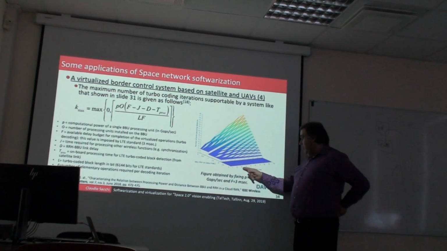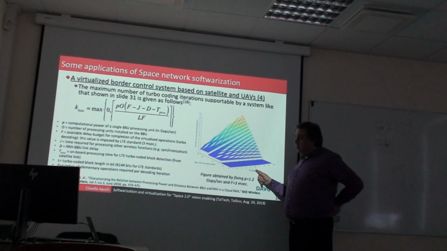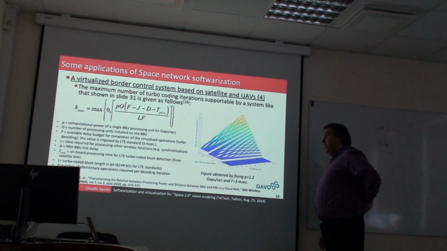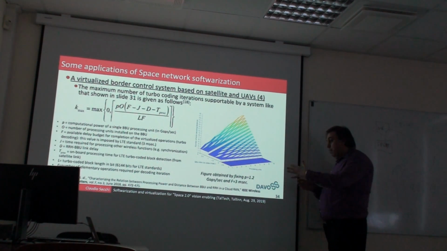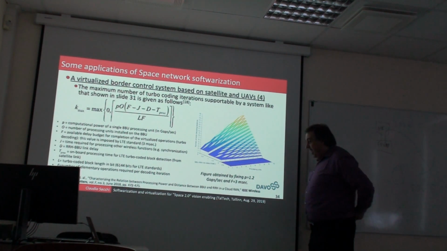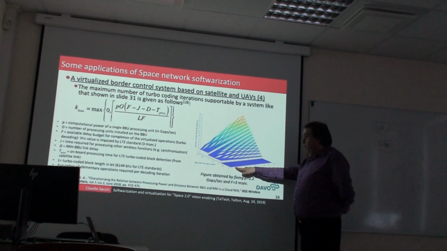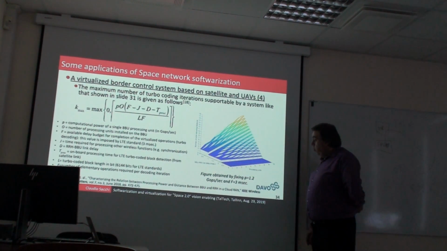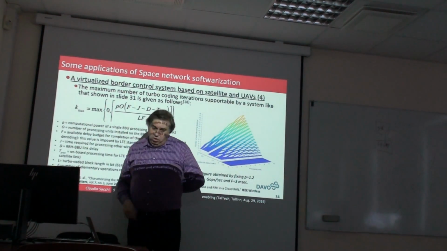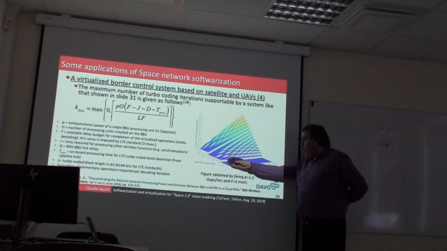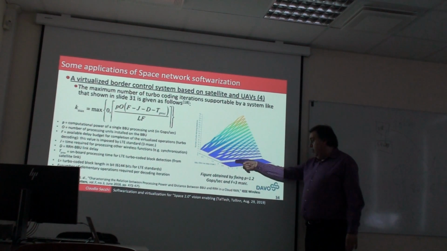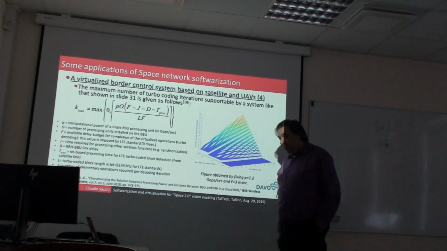This picture reports on this axis the number of processing units installed on the BBU from 1 to 10, and on this axis the BBU-RH link delay, so the delay imposed by the link between the satellite, the CubeSat, and the drone. For delays longer than 2 milliseconds, no iteration can be done. The turbo decoding operation fails. For a delay less than 2 milliseconds, the number of iterations increases with the number of processing units, as expected.